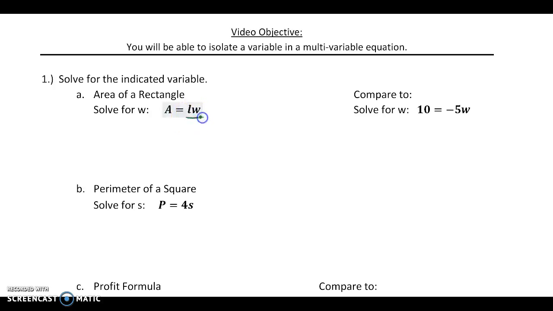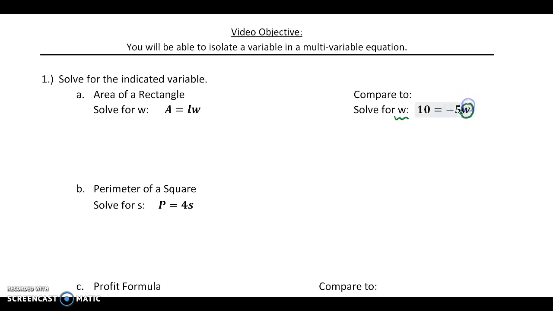Remember, if they're written right next to each other, that means multiplication. Okay, so you think of a rectangle, that's length times width to give you the area. Now, anytime you're struggling with a problem with multiple variables, you can always take it back to a problem that you should know how to do with numbers. So if I had 10 equals -5 times w, and I wanted to solve for w, what would you do?